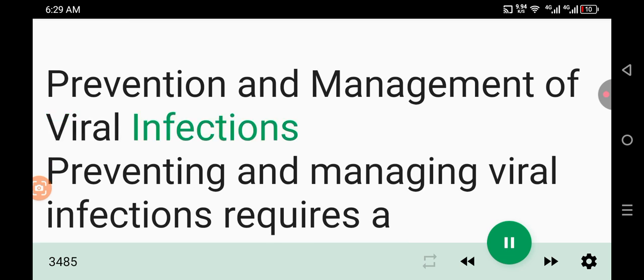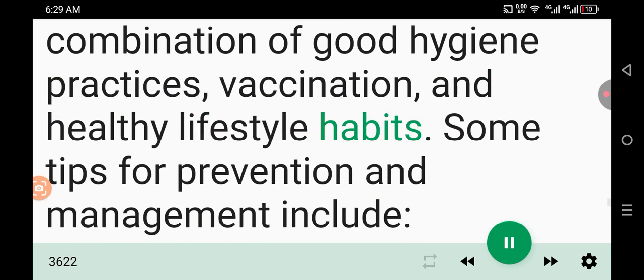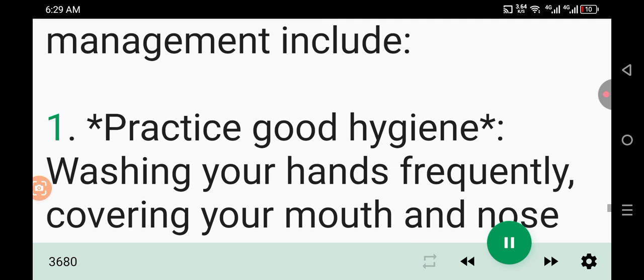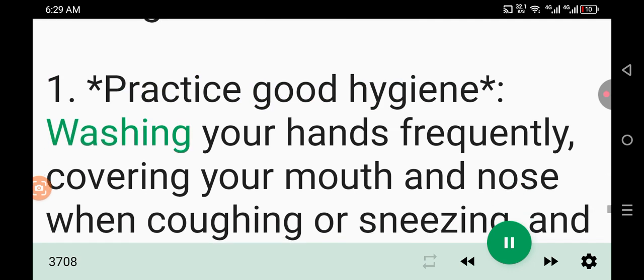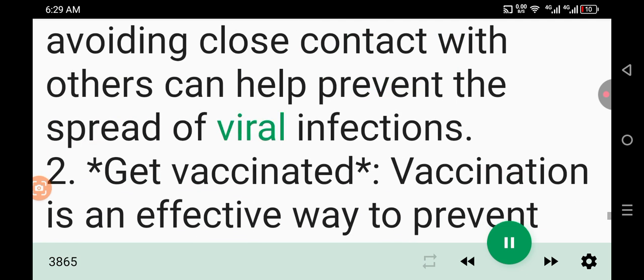Prevention and management of viral infections. Preventing and managing viral infections requires a combination of good hygiene practices, vaccination, and healthy lifestyle habits. Some tips for prevention and management include: 1. Practice good hygiene. Washing your hands frequently, covering your mouth and nose when coughing or sneezing, and avoiding close contact with others can help prevent the spread of viral infections.